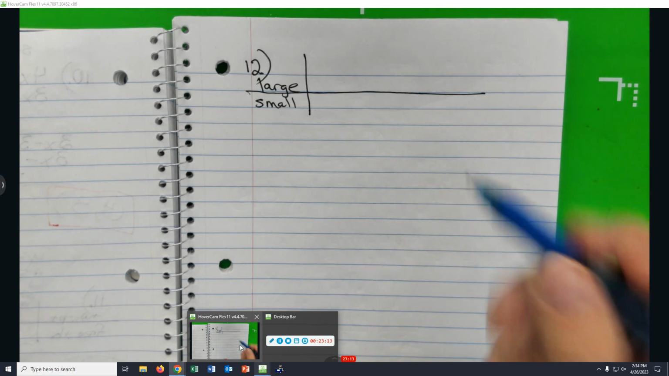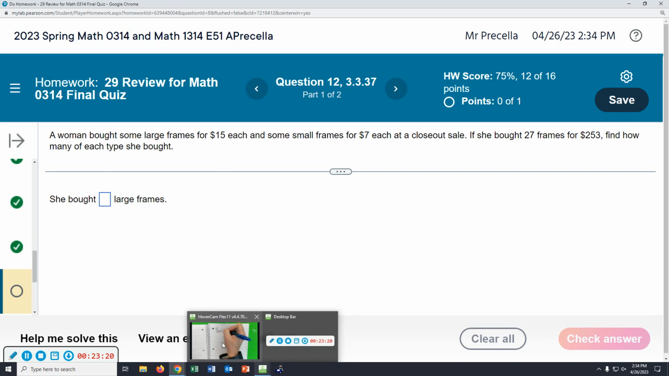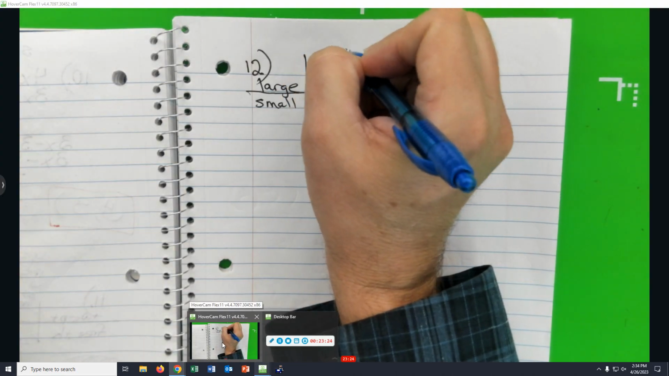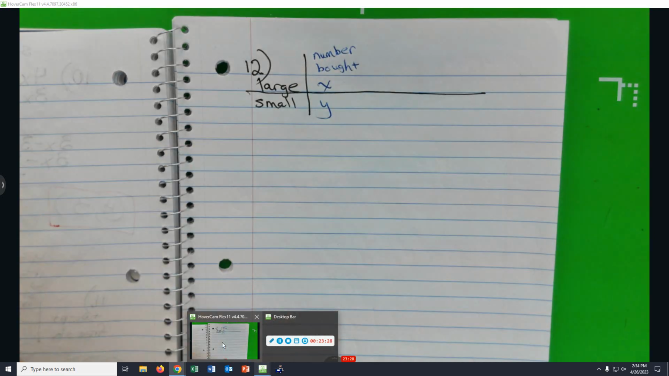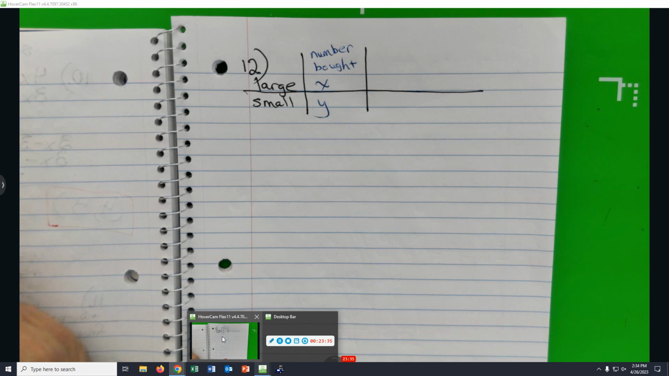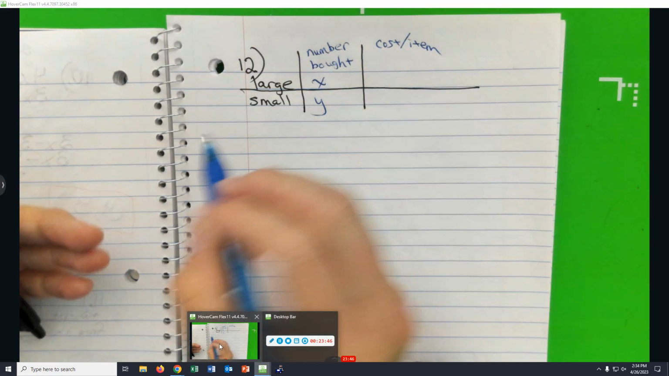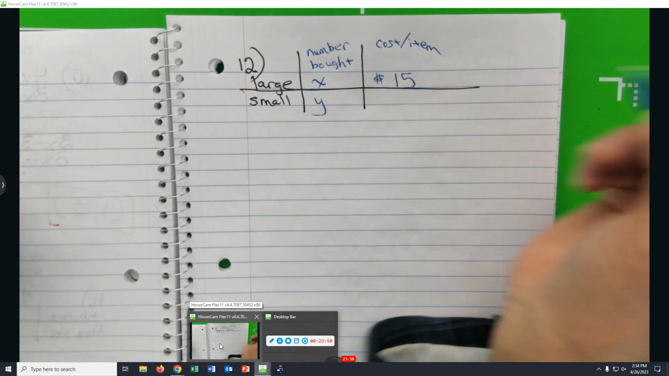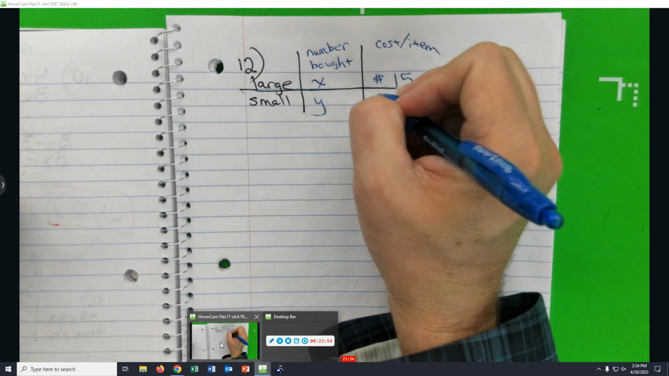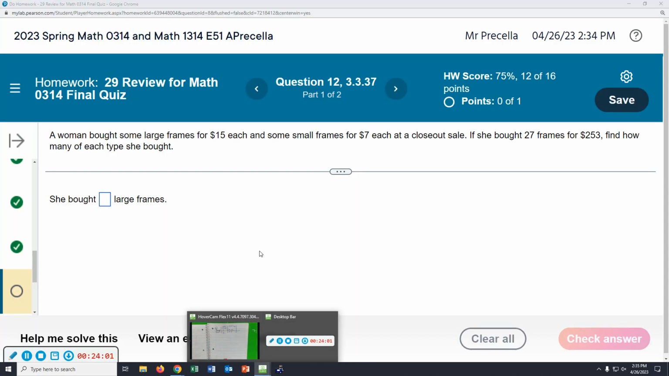Okay, so how many small frames is she buying? X and Y. I'll just say number bought. She bought X large frames and Y small frames. Well, we know the cost per item. The large frames are costing her $15, and the small frames are costing $7. I think we need some totals here, though. She bought a total of 27 frames.